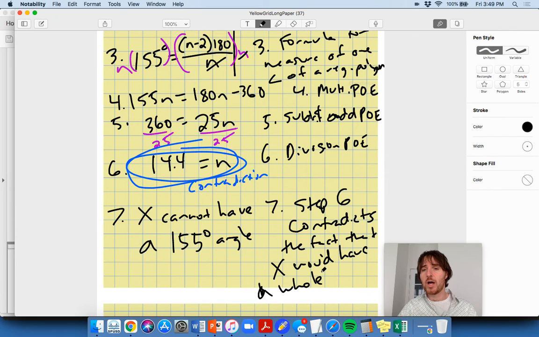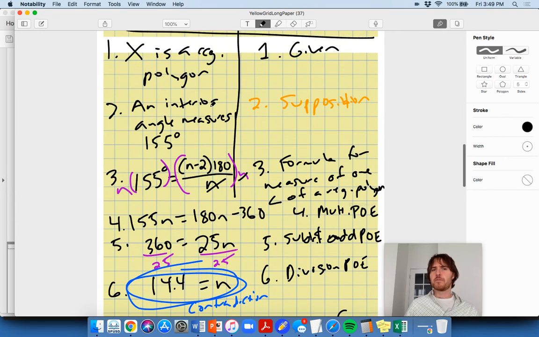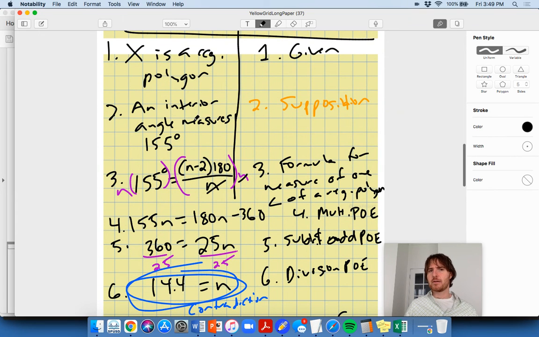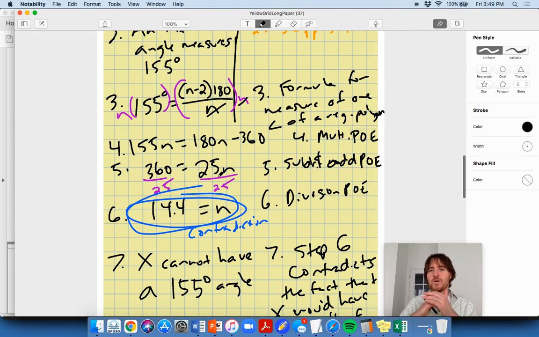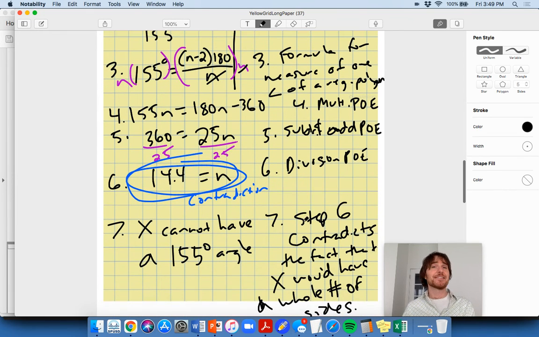Right? A whole number, 1, 2, 3, 4. Technically over 3, right? You need at least 3 sides to be a polygon, so 3, 4, 5. But the idea is a whole number of sides. Can't have 14.4 sides, and that's what would follow from our supposition, that we would have an interior angle of 155 degrees for a regular polygon. Not going to happen, because that would back into the fact that it had 14.4 sides. That's impossible, so therefore it never had 155 degrees. It has something else here.